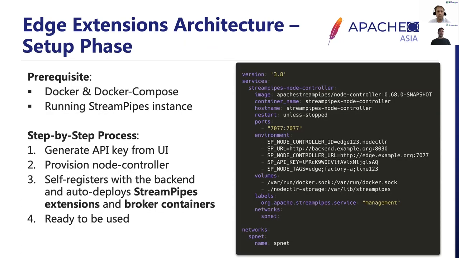How does it look from the setup phase? Basically, what we require as a prerequisite is Docker and Docker Compose and a running StreamPipes instance in the cloud. And we only need a four-step process in order to get a node up and running. First, we need to generate an API token from within the StreamPipes UI. This one we can integrate into the Docker Compose description we see on the right-hand side and configure via an environment variable. Then upon starting, this container registers itself with the backend. And after having registered with the backend, it auto-deploys the suitable StreamPipes extensions containers and the relevant other management containers, such as the broker. And after that, it's ready to use.